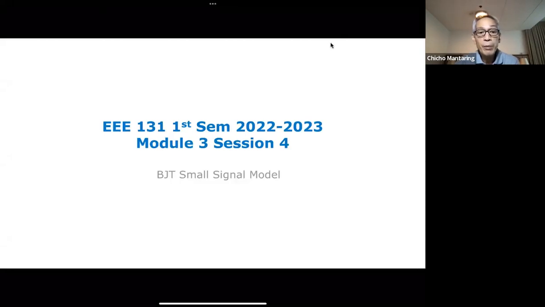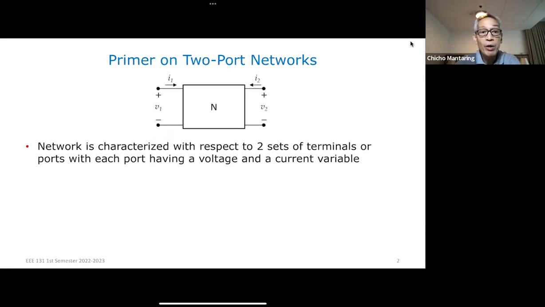Okay, so today we're going to take up the BJT small signal model. Before doing so, I'd like to give you a primer on two-port networks. This is just a short introduction to two-port networks. What is the principle of the two-port networks?